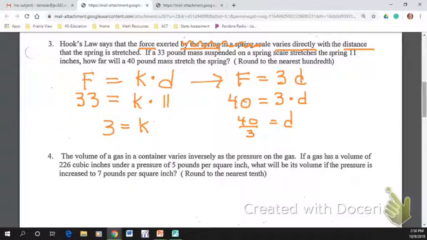Hundredth is how many decimal places? 2. So my distance, 2.67. 40 divided by 3, 13 point... Oh, I did it wrong. 13.33. I didn't read the 40. 40 divided by 3 is 13, because 13 times 3 is 39, so I knew it was 13 and a third. So the 3 repeats, so it's 13.33 if you round to the nearest hundredth. You don't want to miss a problem because you rounded to the wrong place.